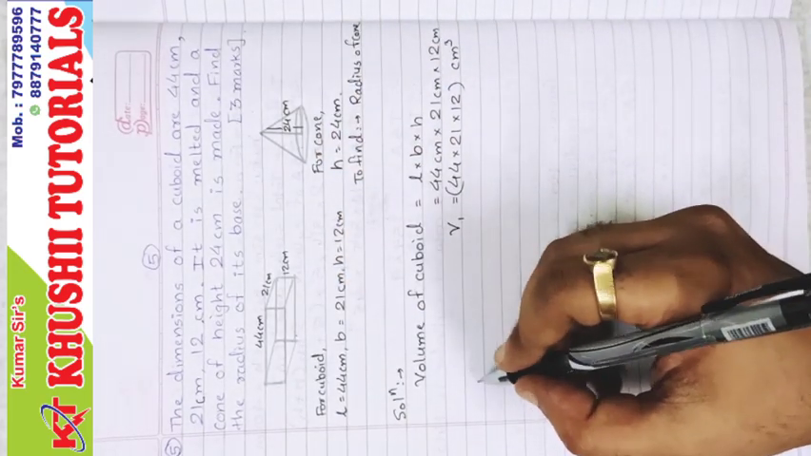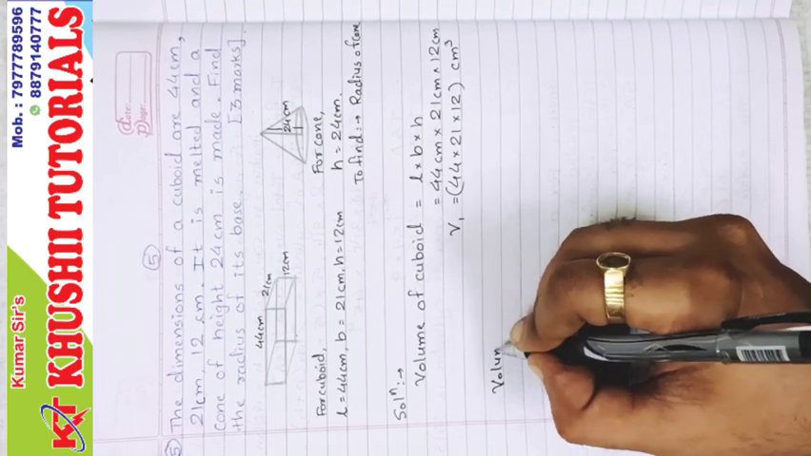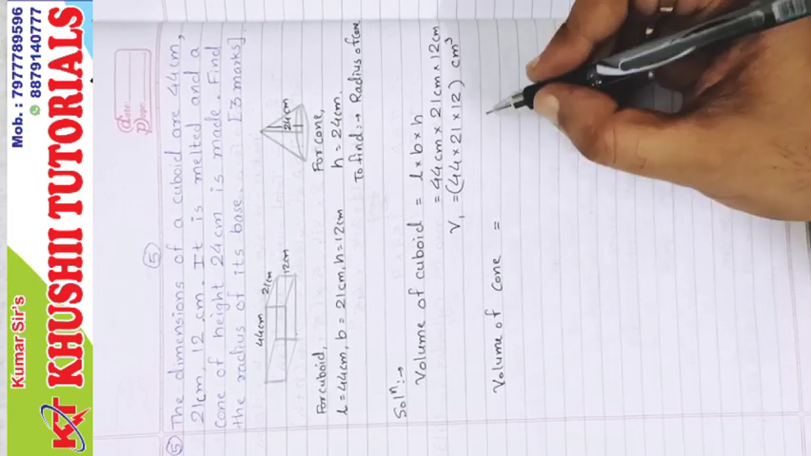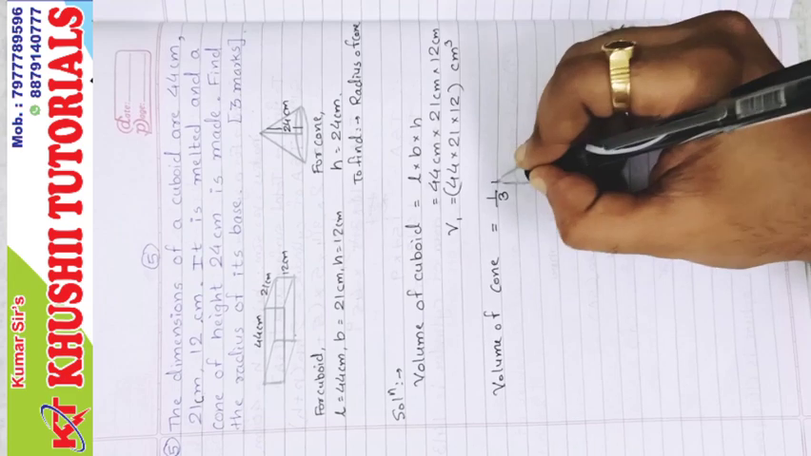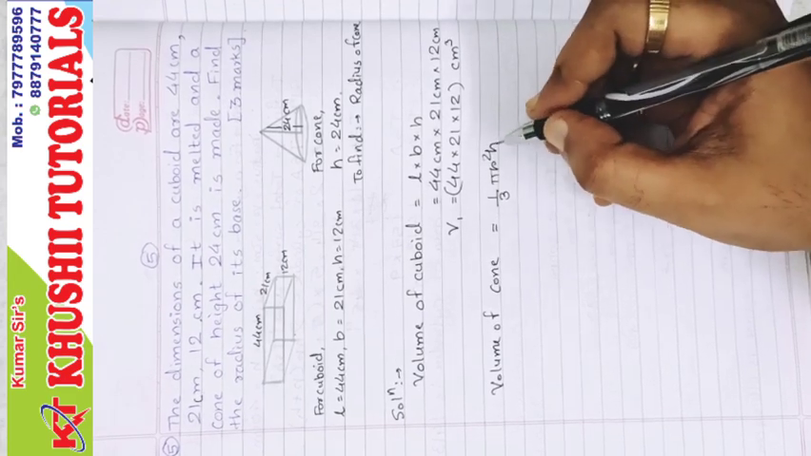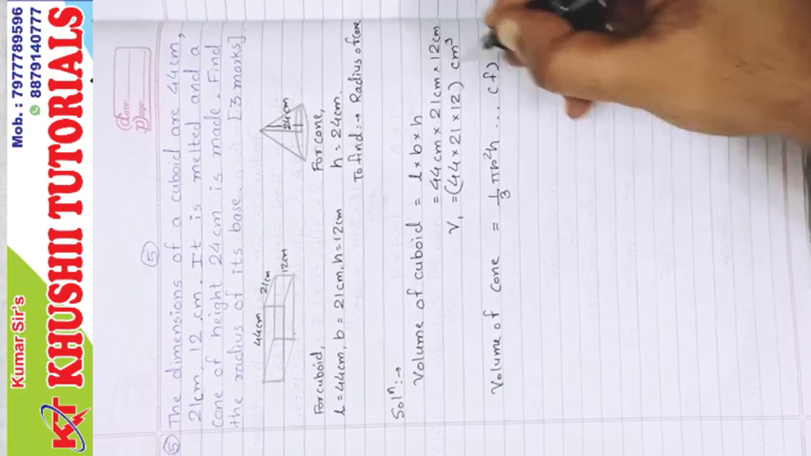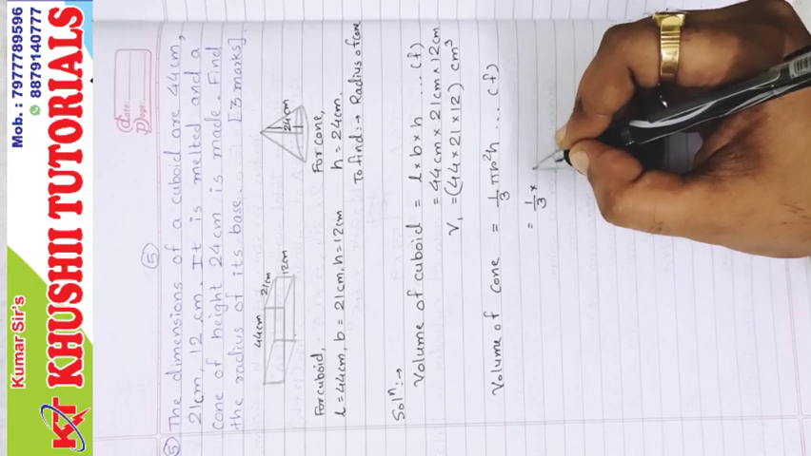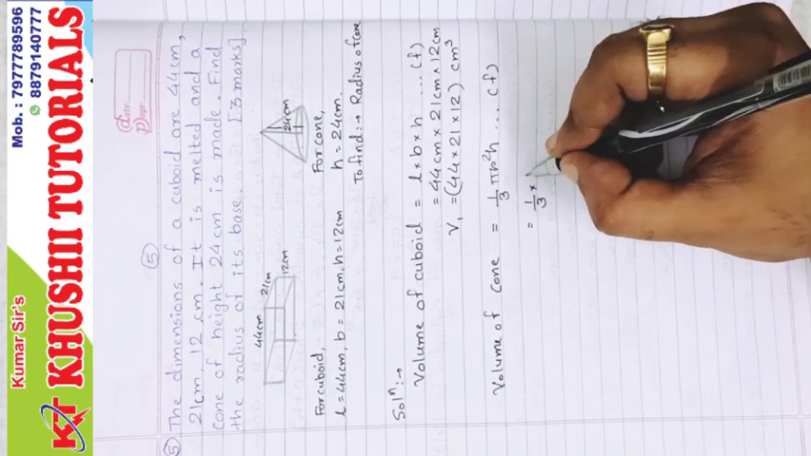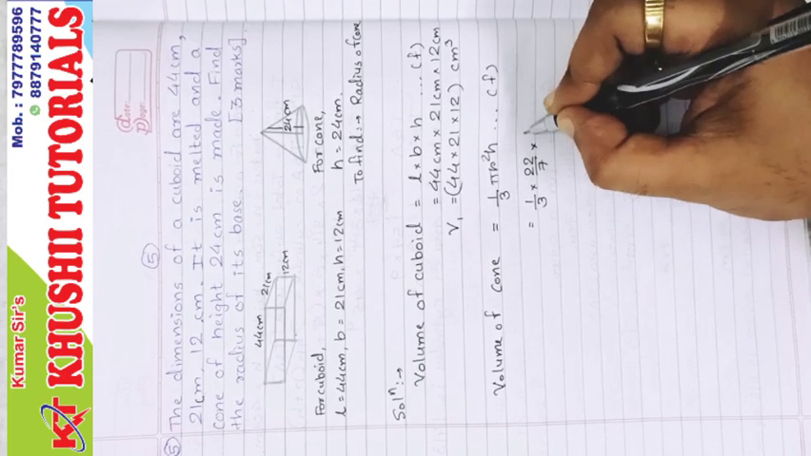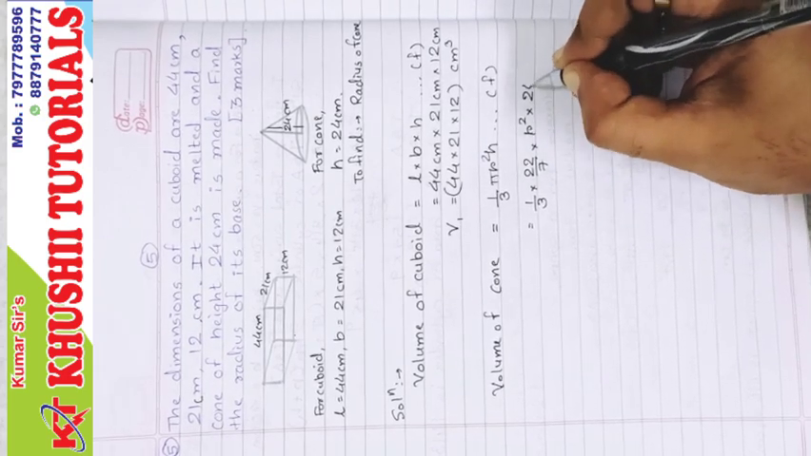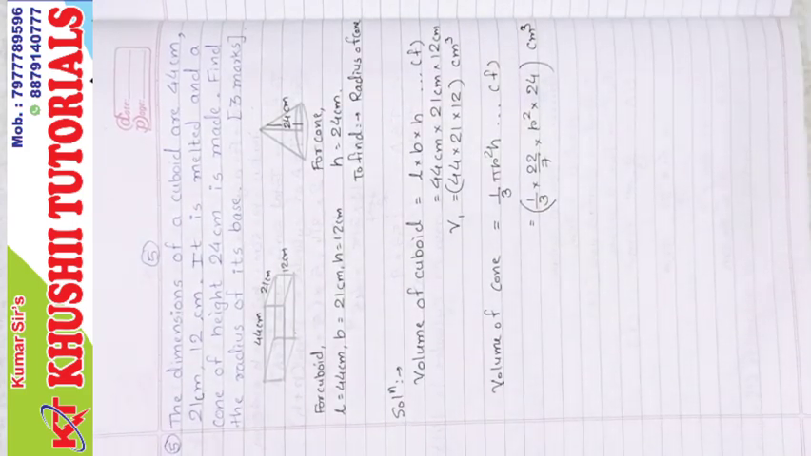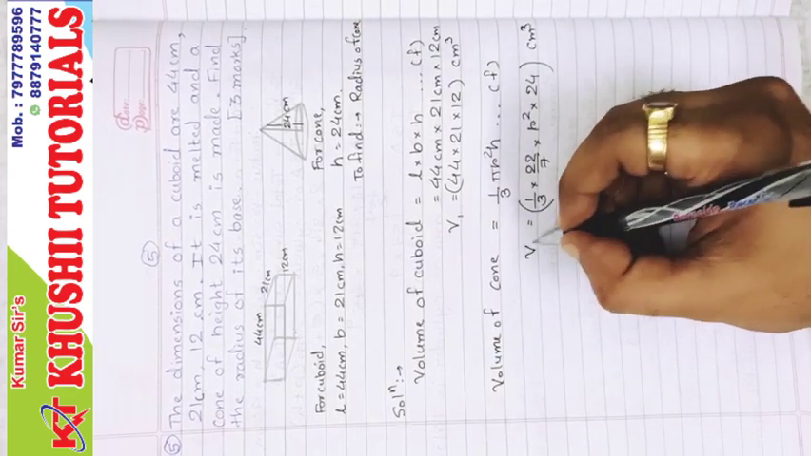Okay, the next one, volume of cone. The volume of cone formula will be 1 upon 3 pi r square h. 1/3 will remain 1/3. Pi value is not given, so we will write 22 upon 7. Radius we need to find, so r square, and height is given, 24. Unit definitely will be centimeter cube because everything is given in centimeter. We will assume that's V2.